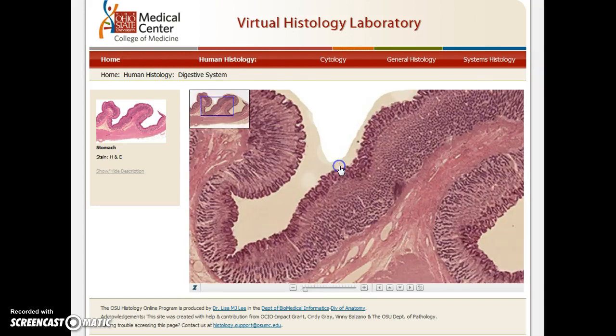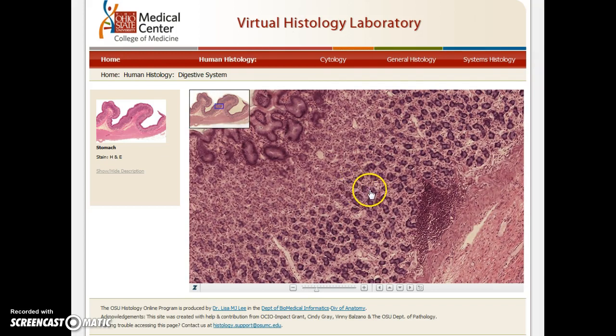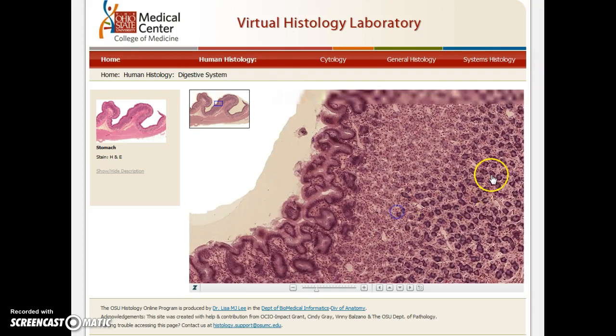So let's zoom in a little bit here. These are the gastric glands, where we see these darker areas here. There are channels that lead up to the surface here that allow the secretions from the gastric glands to enter the stomach lumen.